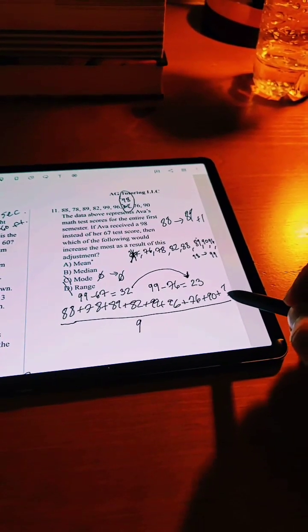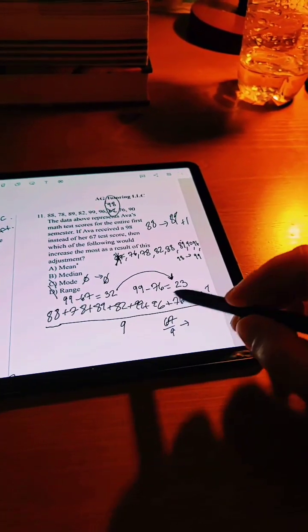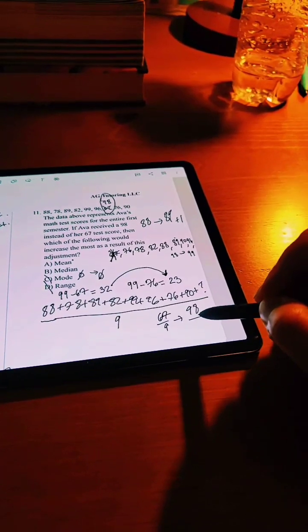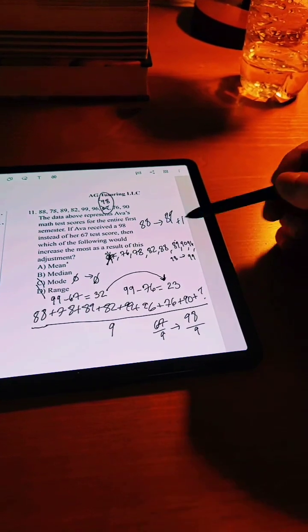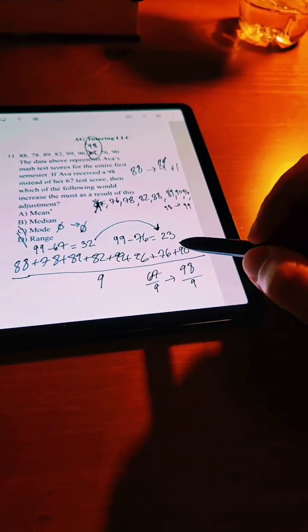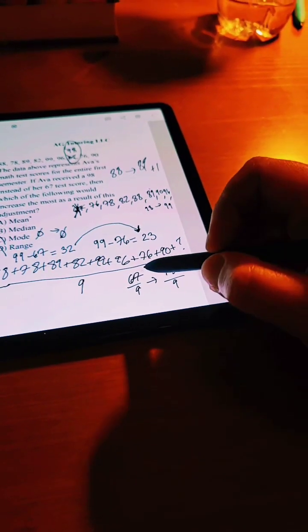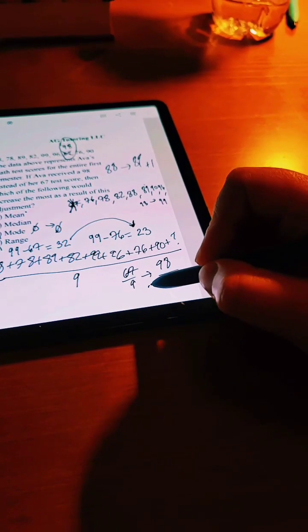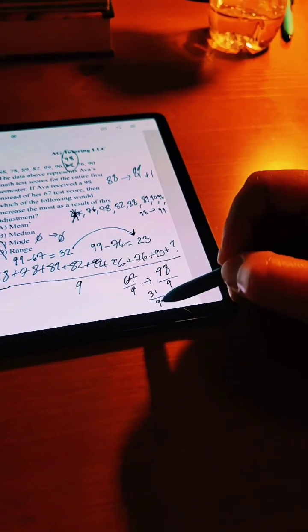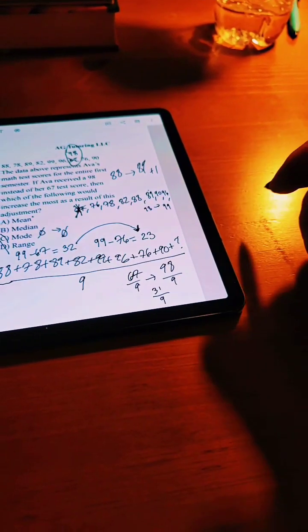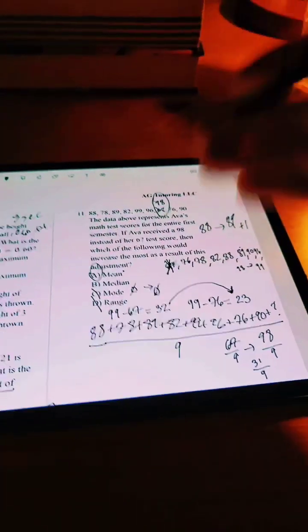So if you think about it, it's going to be 67 over 9, and then it's changing to 98 over 9 being added there. So we have to ask ourselves, okay, is that increasing more than 1? On top, you can already see that, but just proving it again: it went up by 31 on top, and we keep the 9 on the bottom. 9 goes into 31 a little bit more than 3 times, so that's obviously bigger than 1, so it's going to be the mean. So those are the calculations that justify it.